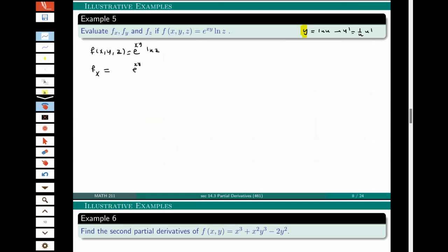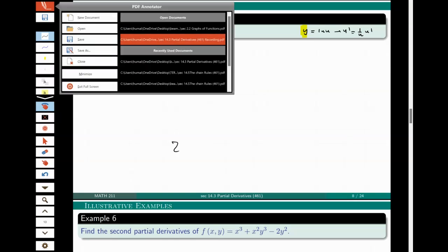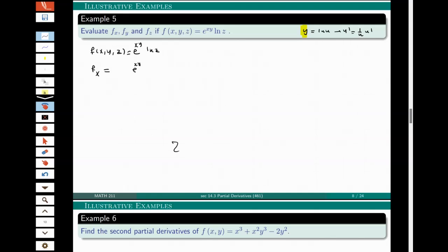The derivative of the power will be y, because y is constant now, so the derivative of xy will be y, which is the derivative of the power. So the derivative of e is itself, the derivative of the power will be y, and ln z is constant. This is number one.